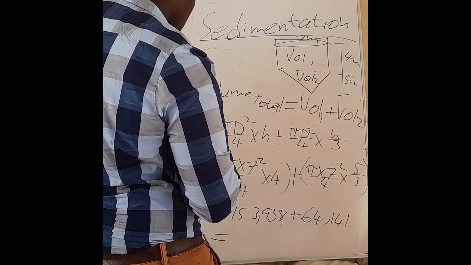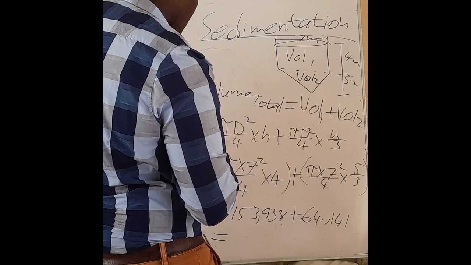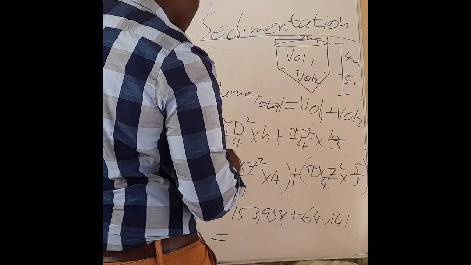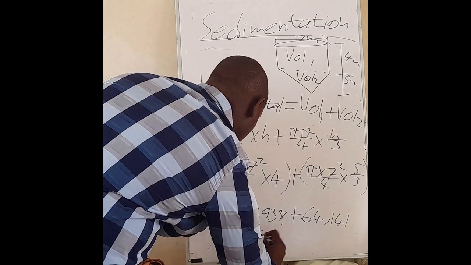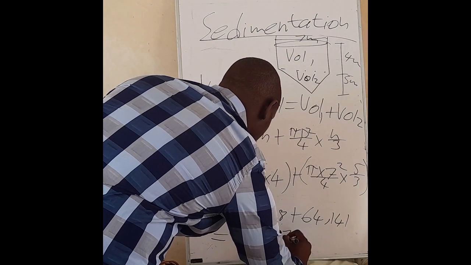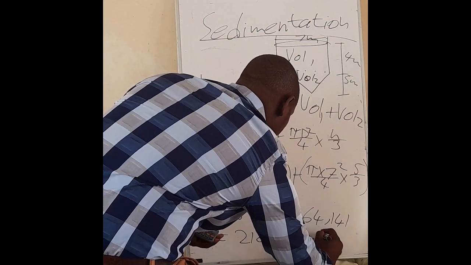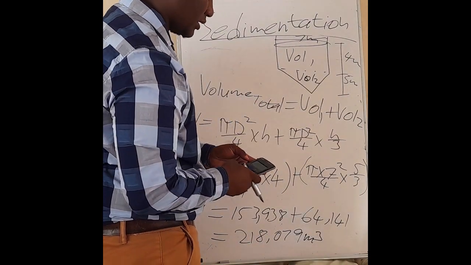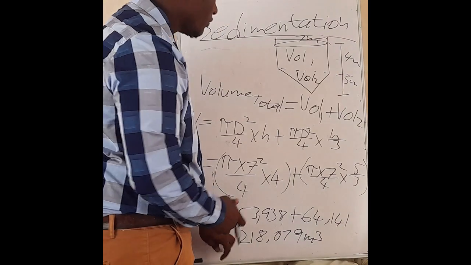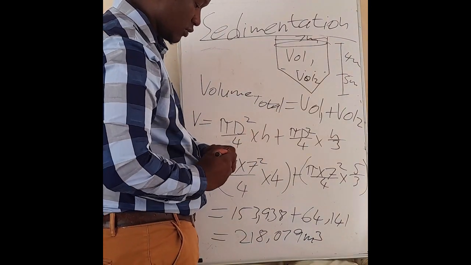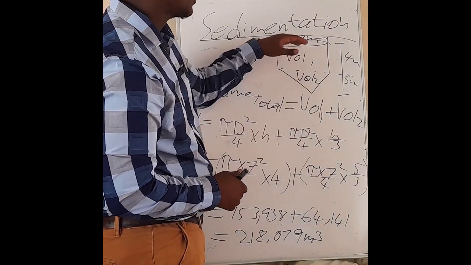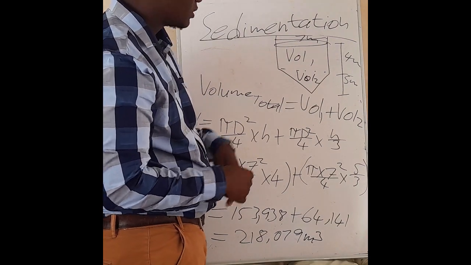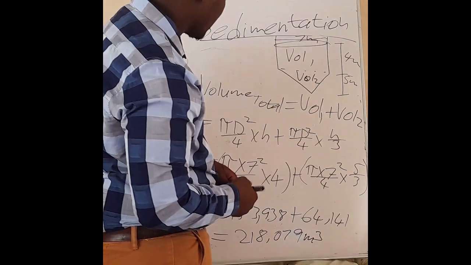153.938 plus 64.141, and our total is 218.079 meter cube. Okay, so basically that's how you calculate your volume for a Dartmouth sedimentation tank, whereby you've got a conical part and also just a normal cylindrical circular part of the tank.